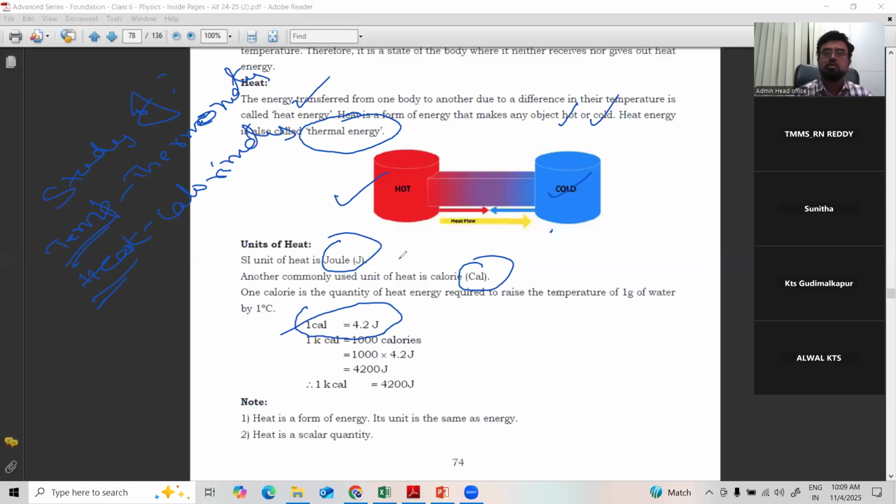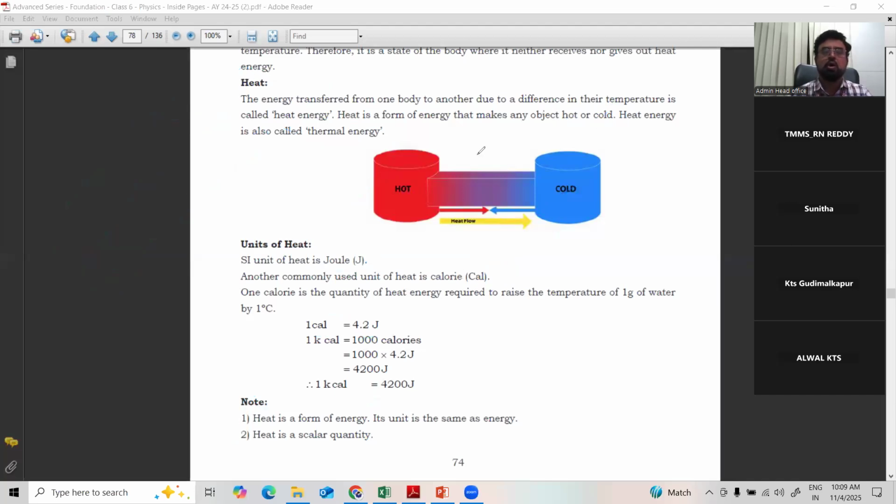Clear? So, your note is given. Observe the note also. Heat is a form of energy. Its unit is the same as energy. Heat is a scalar quantity, it has only magnitude, no particular direction. So this is about heat, a form of energy which makes a body either hot or cold.